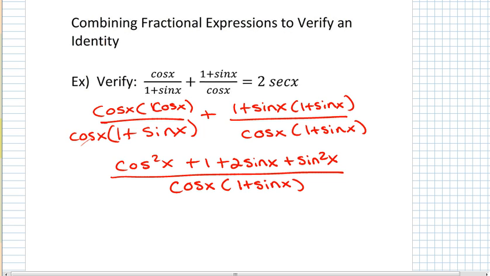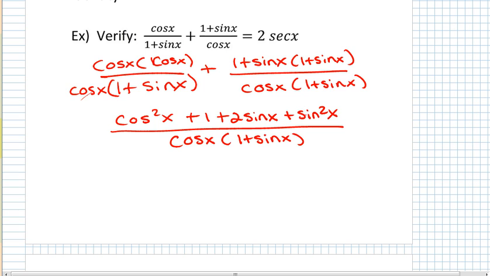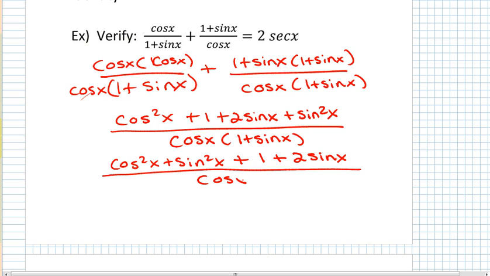Now here's where you have to be creative. Remember, it's a puzzle. Alright? And in the puzzle, we know that cosine squared plus sine squared is 1. So if I just rearrange the terms so that it's cosine squared plus sine squared, because when you're adding, you can go in any order, plus 1 plus 2 sine x, like that, I can take this right here and make that 1. So you have 1 plus 2 sine x.